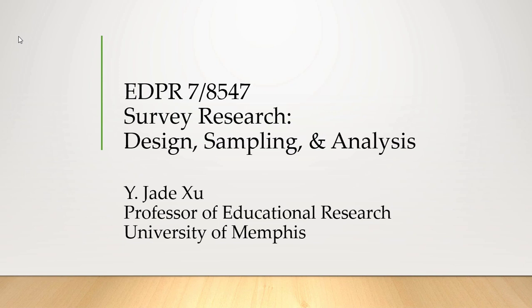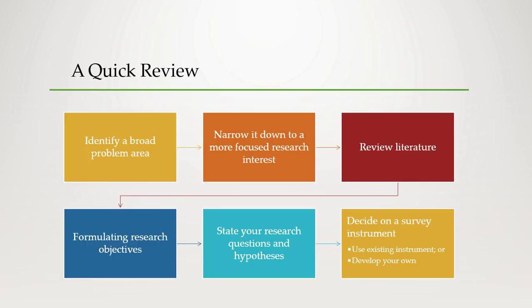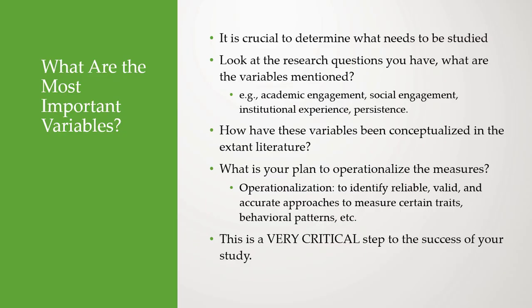Hi class, welcome back. Last week we talked about the process of narrowing down a broad research interest into specific research questions and hypotheses. We learned that it is a process guided by related theories and literature. Once you're able to clearly state the research questions, the next critical step is to identify the variables that are needed in order to sufficiently answer the research questions of your survey study.